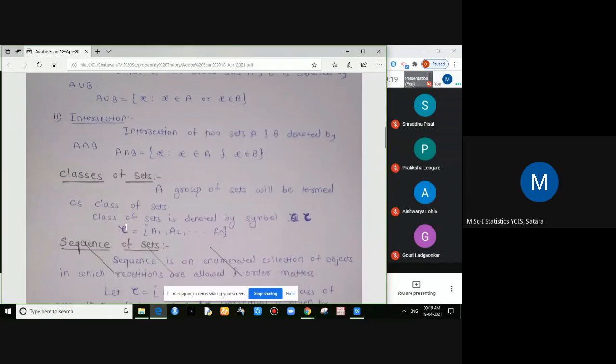Script C is equal to a set, and these A1, A2 up to An are different sets. If we collect all these sets A1, A2, up to An in one set, then that set which contains all these sets is called the class of sets. A good example of a class that you already studied is the power set. What is the power set? Can anyone define what the power set is?